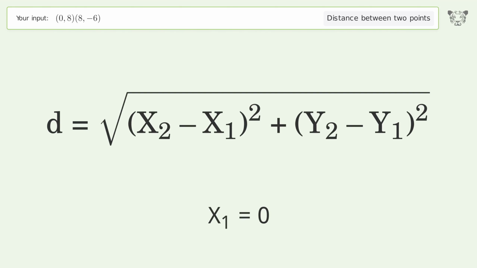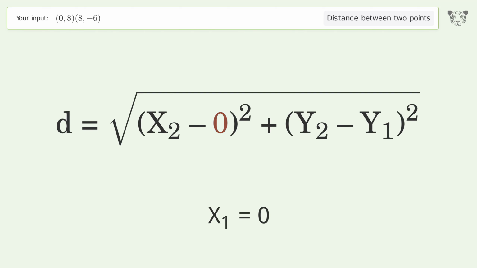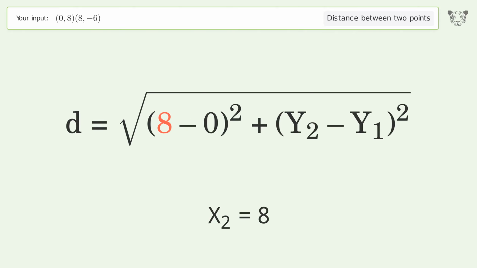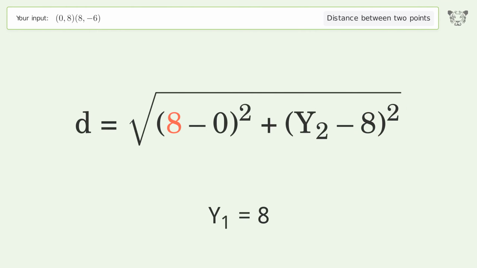x1 equals 0. x2 equals 8. y1 equals 8. y2 equals -6.